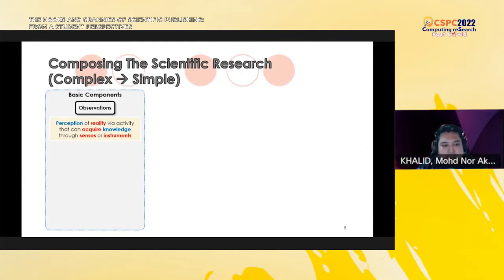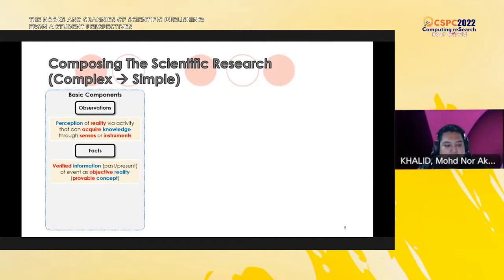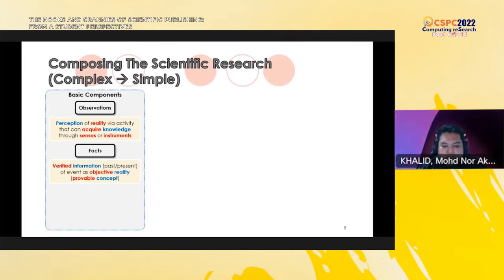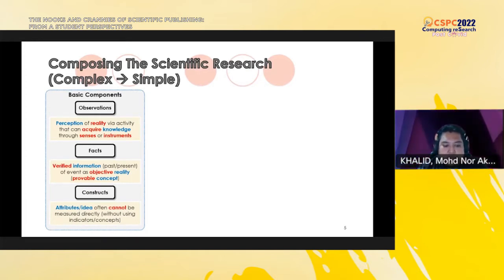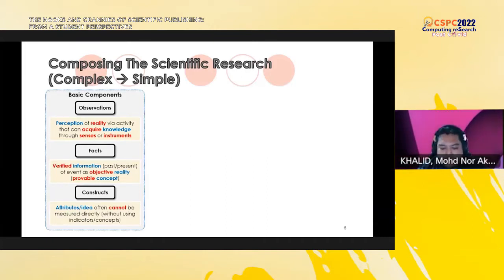And in my own observation as well, the basic component involved is in particular the perception of reality whenever we try to observe certain things from our research. And from there you can find some facts that verify information from past research, something that is already provable or already measurable. But what makes scientific research interesting is that you have certain constructs, meaning some attribute or idea that cannot be measured directly without a certain indicator, concept, model, or construct, right?